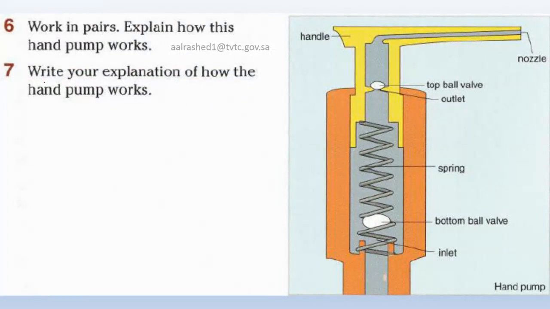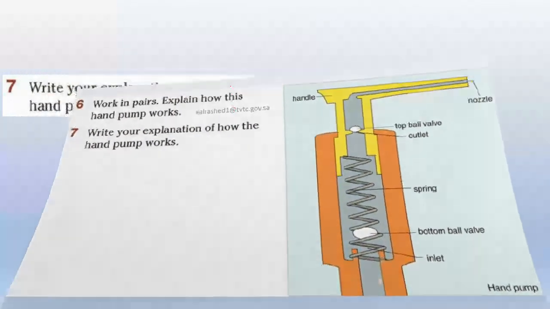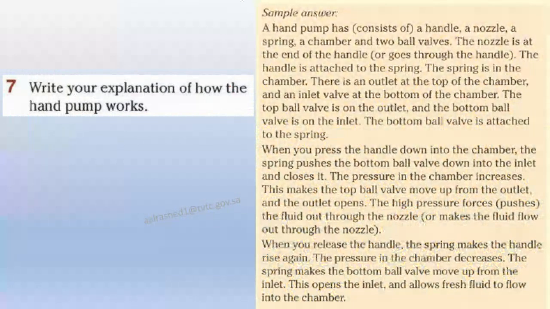Okay, 7, we needed to write an explanation of how the hand pump works. So these are the components. We have the handle, nozzle, top valve, outlet, spring, bottom valve, inlet. What do we mean by hand pump? It means if you want to extract water, extract water by pumping it using your hand. So this is an explanation.